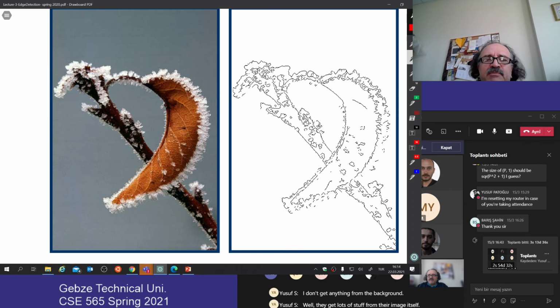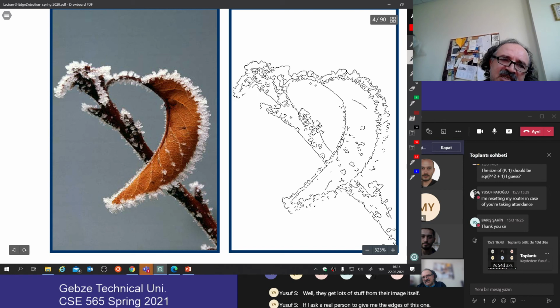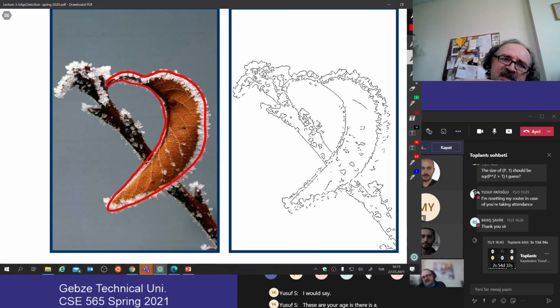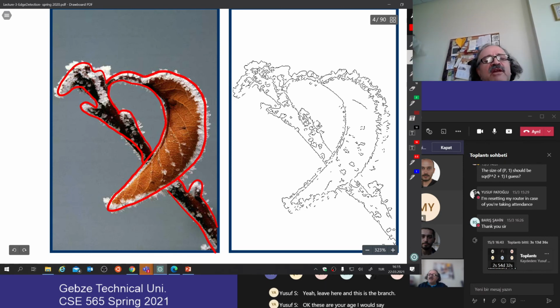If I ask a real person to give me the edges of this one, this is what they would do. At least this is what I would do. I would say, these are your edges. There is a leaf here, and this is the branch. These are your edges, I would say, because I am recognizing the objects and I am trying to find the edges of the objects.